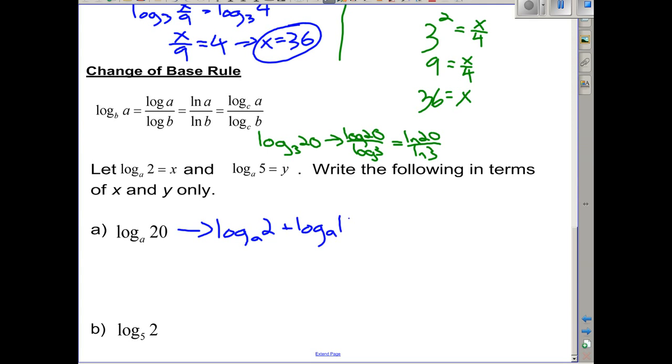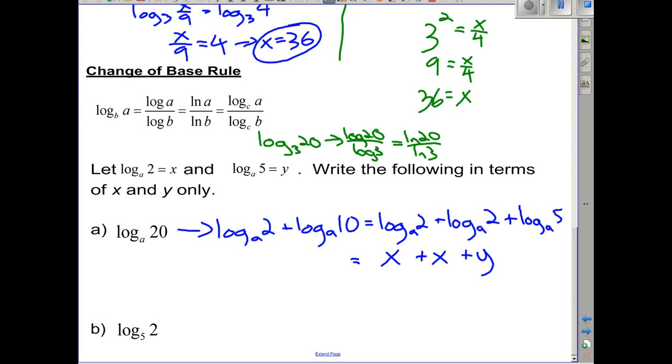I could split some more though. Log base a of 2. And then 10 is the same as 2 times 5. Ooh. So this means log base a of 2 is an x, plus another x, plus a y.